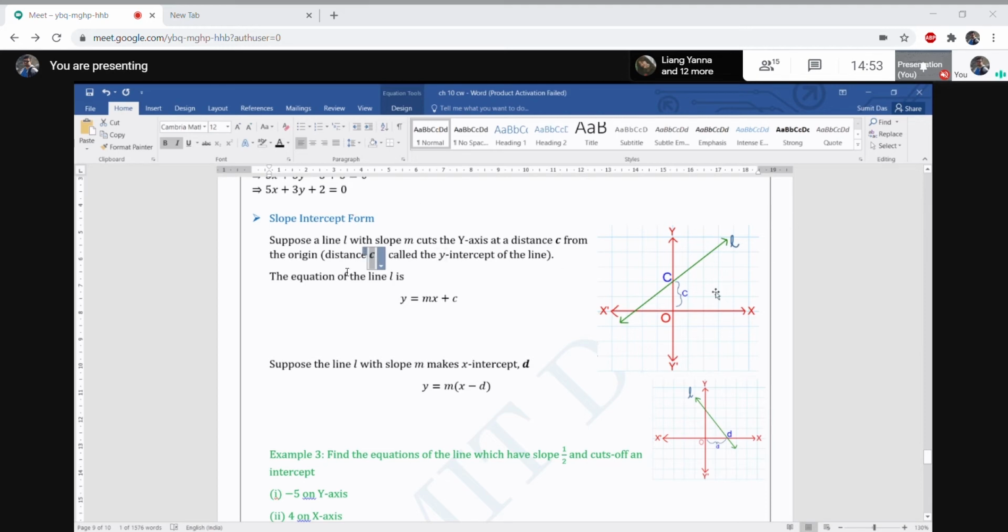Then the equation of the line will be, and this is very interesting and important, this is the major starting point of coordinate geometry: y equal to mx plus c. The equation of the line will be y equal to mx plus c.